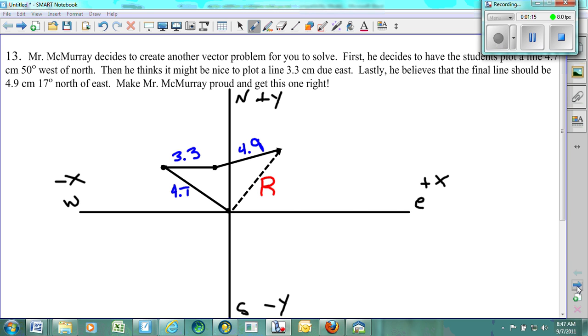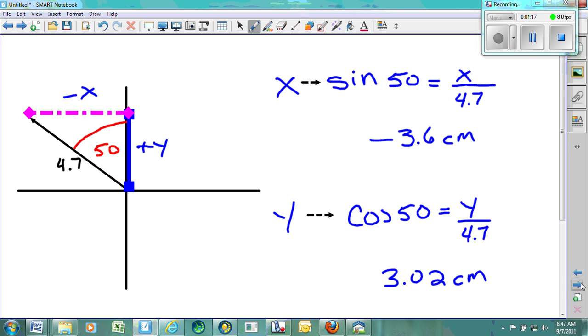So if we look at the first vector with the 4.7 magnitude and 50 degrees, that is west of north, we should have something that looks like so. And so I've created a right triangle, and I've used my 4.7. And if you take a look here, my x is opposite the 4.7, which is the hypotenuse. And since the x is opposite the hypotenuse, then that means that I'm going to use sine. And I solve for my x here. And by doing so, I get 3.6.